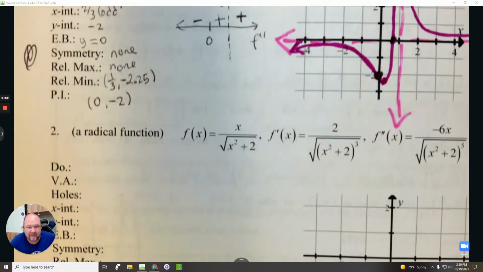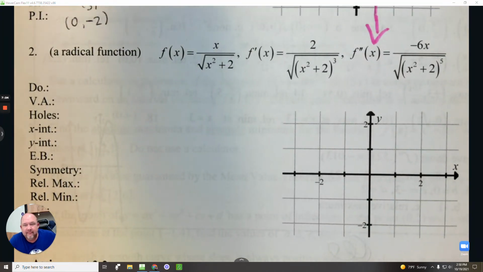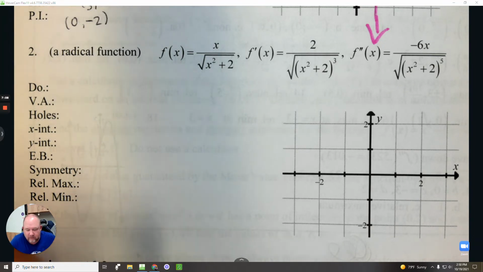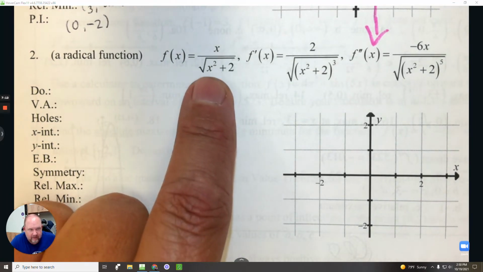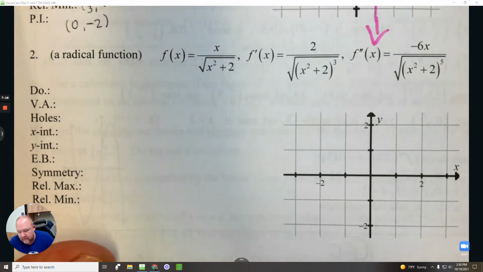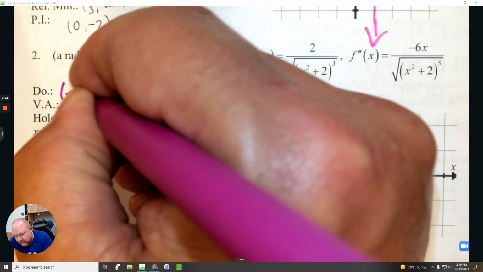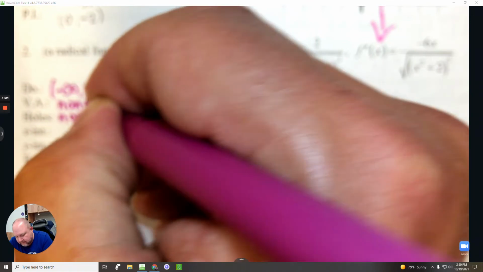Let's try it again. Number 2. Domain. Look at the denominator. This one's, if I look really carefully, no matter what number I put in for x, if you square it and add 2, it will always be positive and never be 0. So the domain is actually all real numbers. And because it's all real numbers, there are no vertical asymptotes and there's no holes.